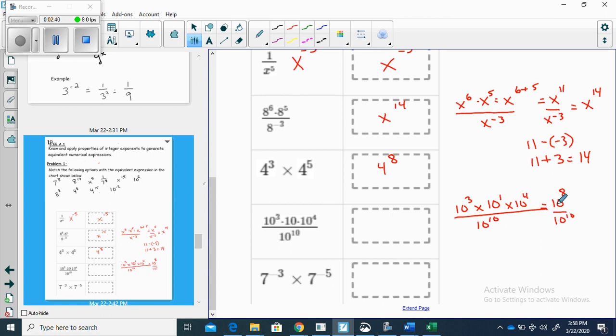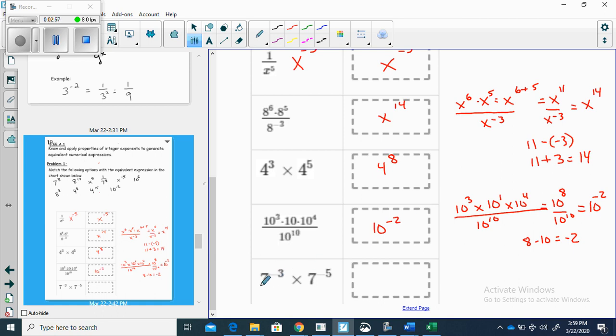Whenever I'm dividing and I have the same base, I subtract the exponents. 8 minus 10 would give me negative 2. This gives me 10 to the negative 2 power. 10 to the negative 2.